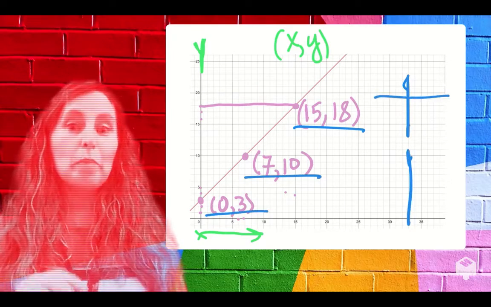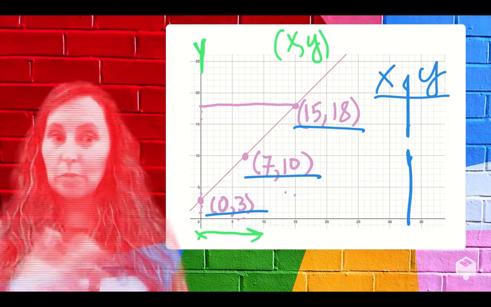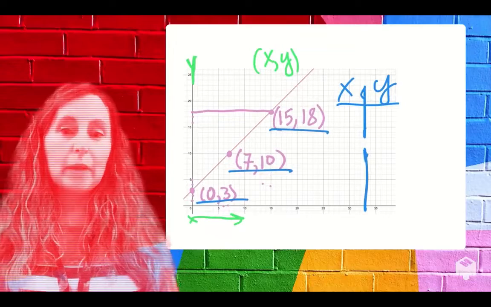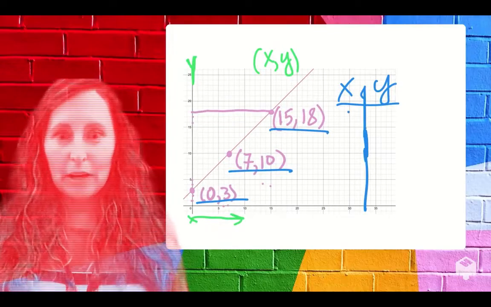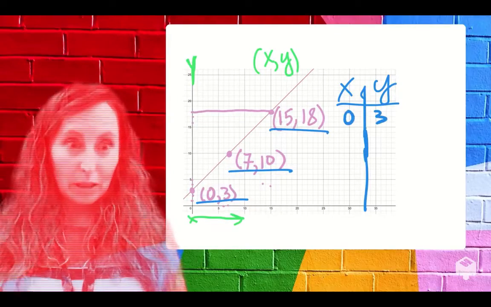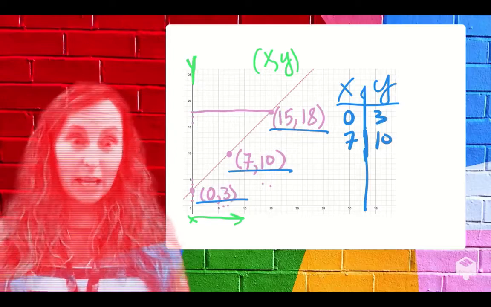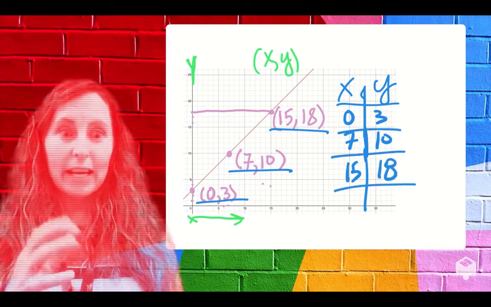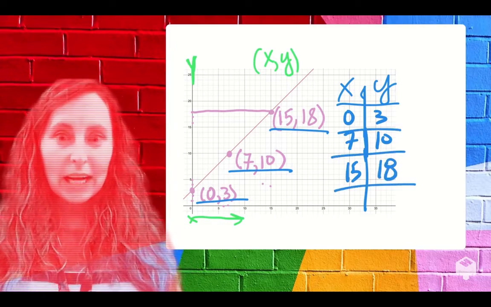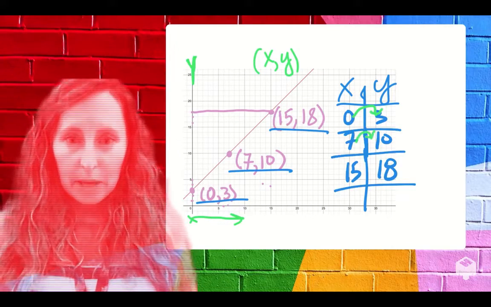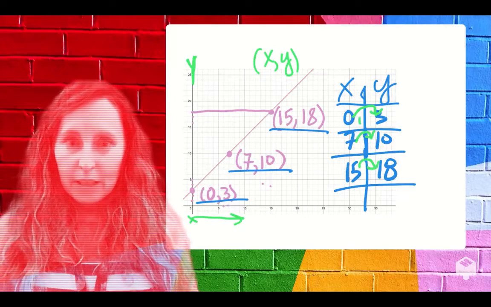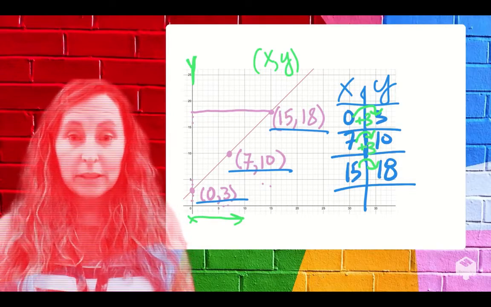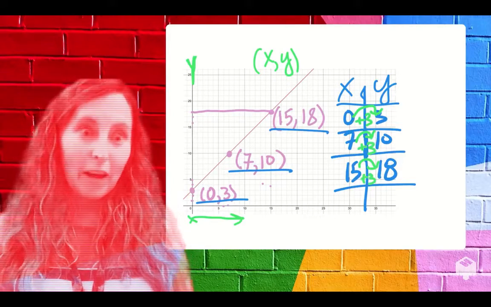You know what? If you make it into a T-chart or an input-output table, it will become a million times easier. I was having some iPad troubles. So if 0 comes in and 3 comes out, 7 comes in, 10 comes out, 15 comes in, and 18 comes out, then I can suddenly see the pattern. Oh my gosh, it's getting bigger. It's getting bigger by, I think it's an additive pattern, plus 3, plus 3, plus 3. I have found the pattern.